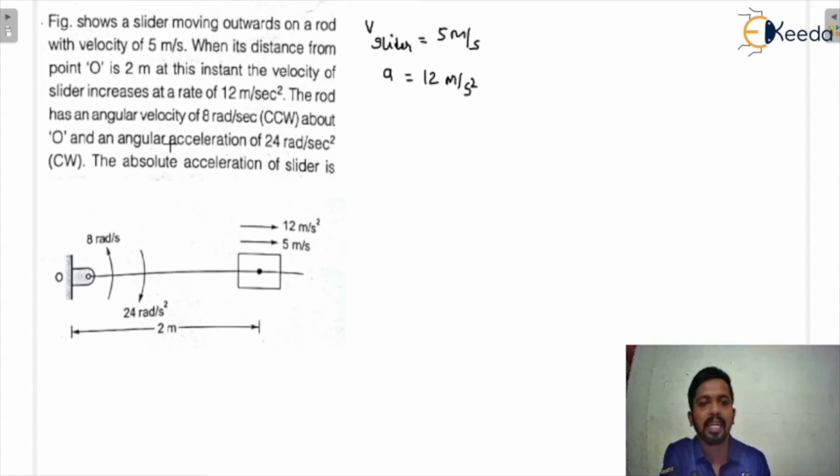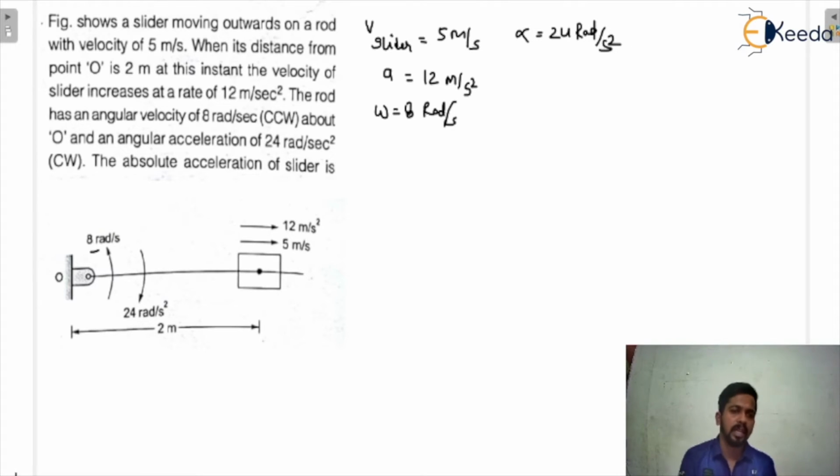The rod has an angular velocity, that is 8 radian per second. I'm just writing what is given in the question. It would be easy to solve the questions when you write down the given things. And the angular acceleration alpha is 24 radian per second square. Now you can see here that omega is in the anti-clockwise direction while the angular acceleration alpha is in the clockwise direction.